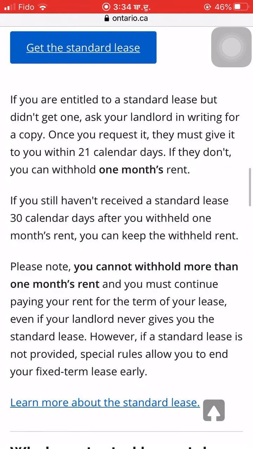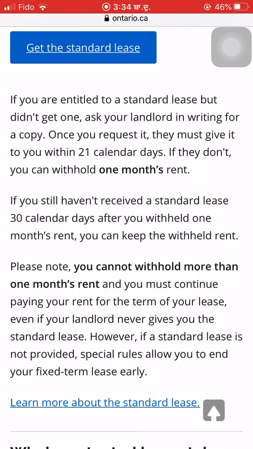If you are entitled to a standard lease but didn't get one, and entitled means you are able to get it, ask your landlord in writing for a copy. You have to give a document in written form to your landlord, so that you also have proof that you requested a lease. Once you request it, they must give it to you within 21 calendar days. 21 calendar days includes Saturdays and Sundays as well.